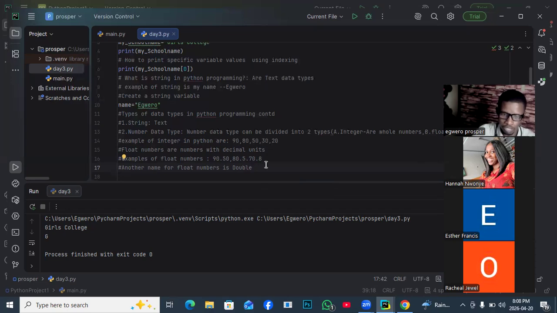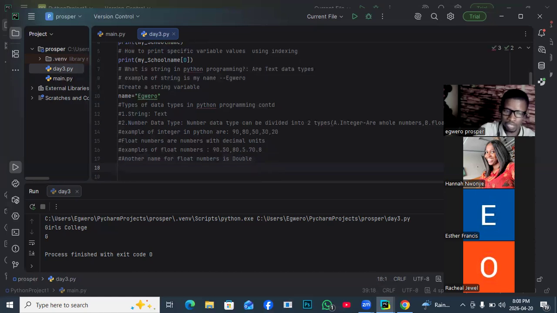Because it means that I can write 90 as a different number and write point 50 as another number. That is why it is called double. All right? Okay, so let's take note of that.